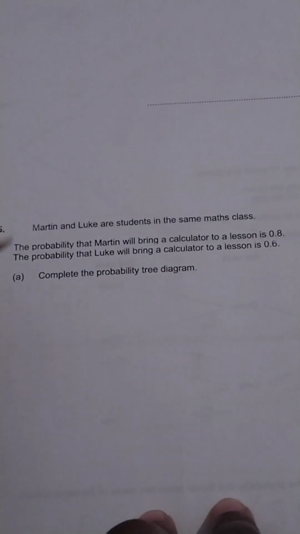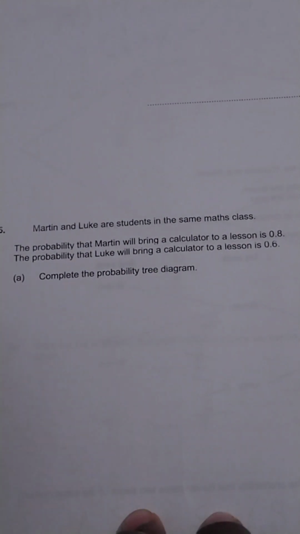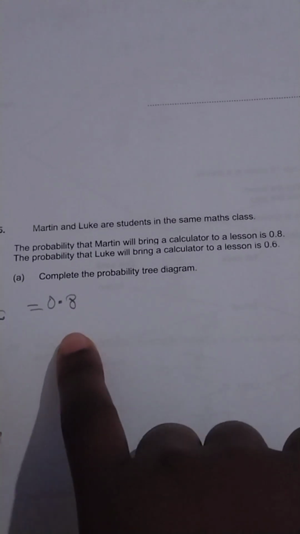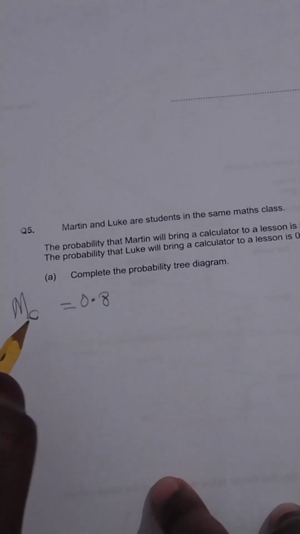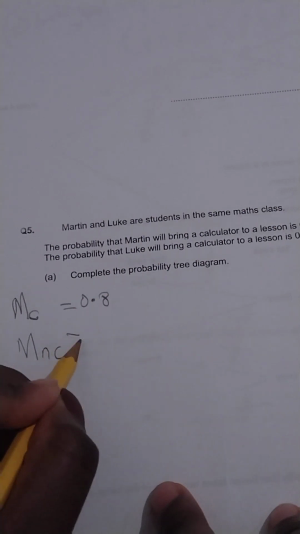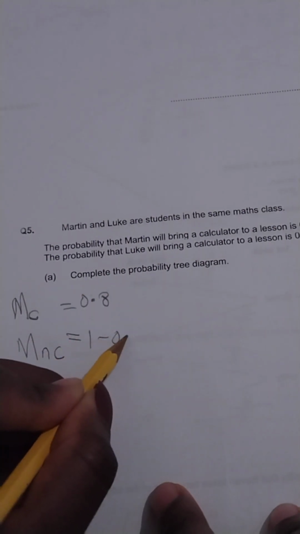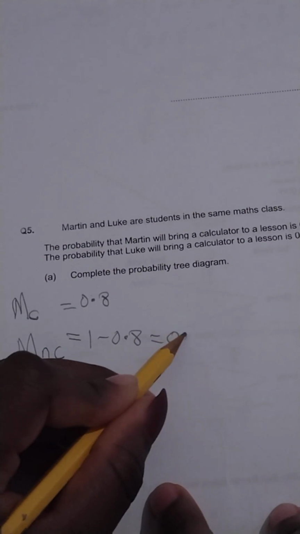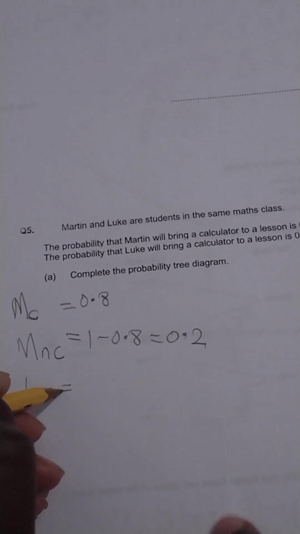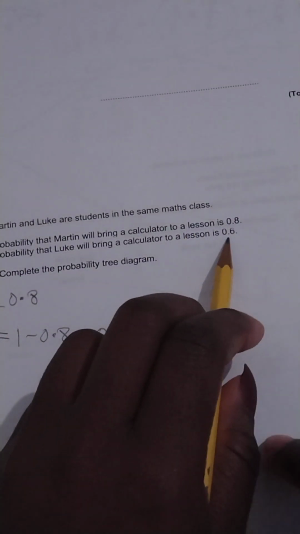Okay, so first we need to figure out, so probability that Martin will bring a calculator is 0.8, right? Now the probability that Martin will not bring a calculator would then be 1 minus 0.8, and that is 0.2. Now if we look at Luke, probability that Luke will bring a calculator, we've been told that that is 0.6.